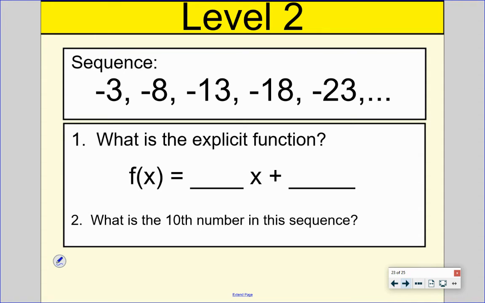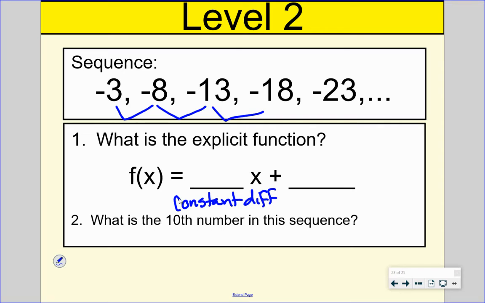Remember, this blank here, in front of the x, is our constant difference. Remember that constant difference, how do we find that out? We just see what is happening to go from each term to the next. What are we adding to each term in the sequence? What are we adding to get to the next term?